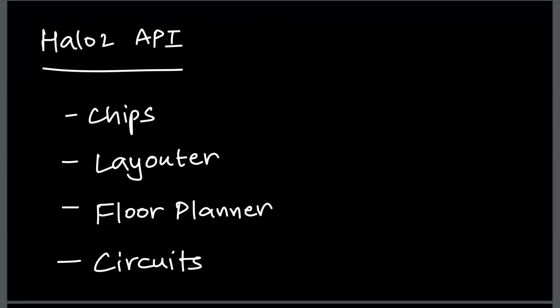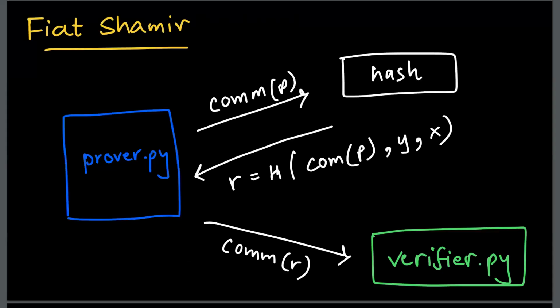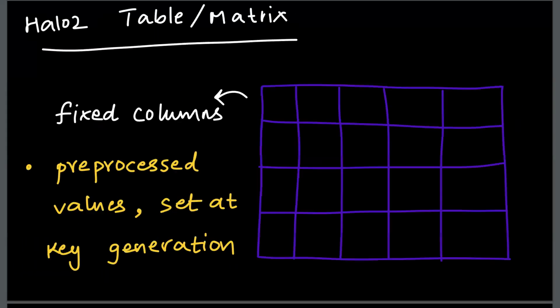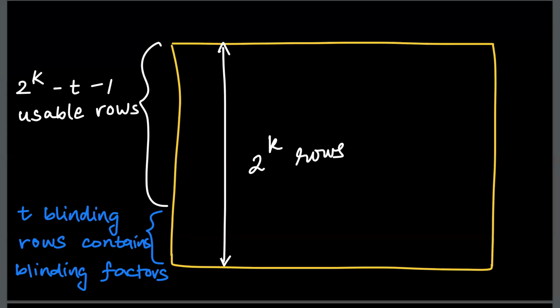Yeah, so for now you talked like there are 2 to the power k rows and t of them are not usable because they are blinding factors. So is there any relation between k or t, or how many blinding factor rows we should have ideally? Like, can we increase it or decrease it?